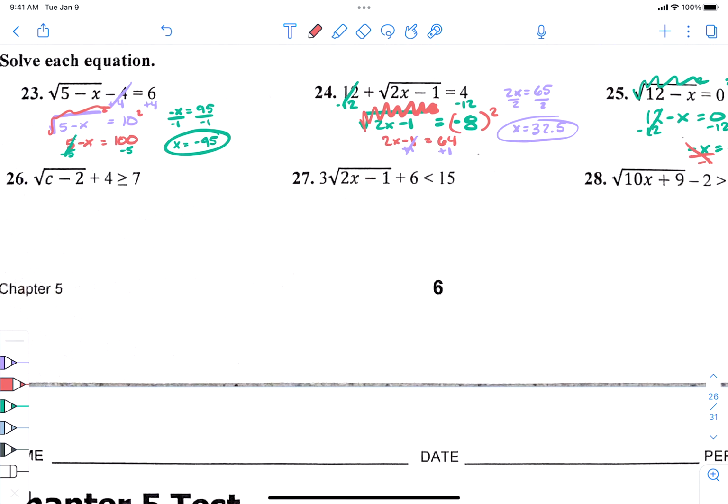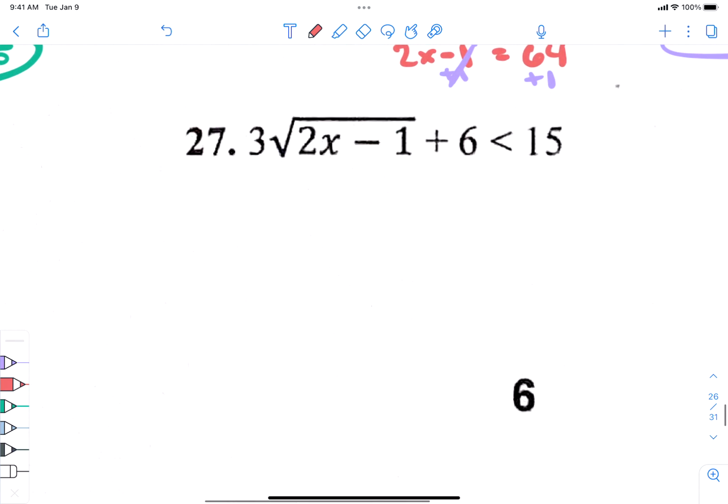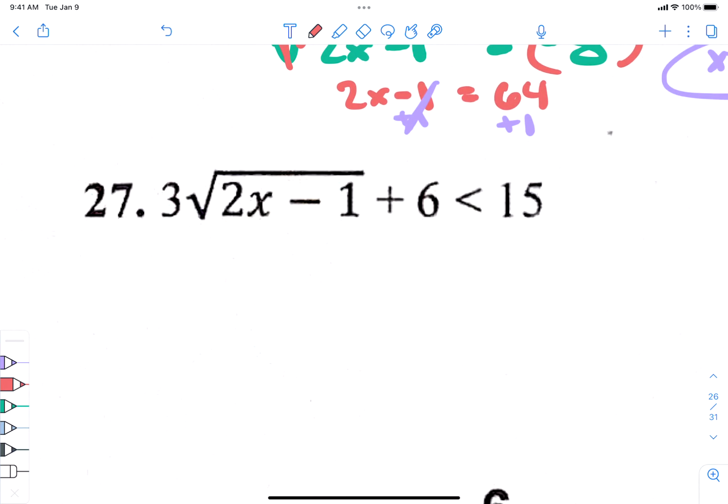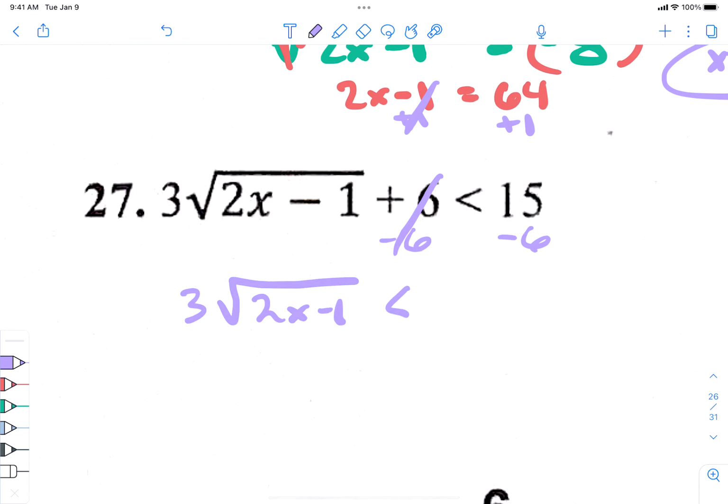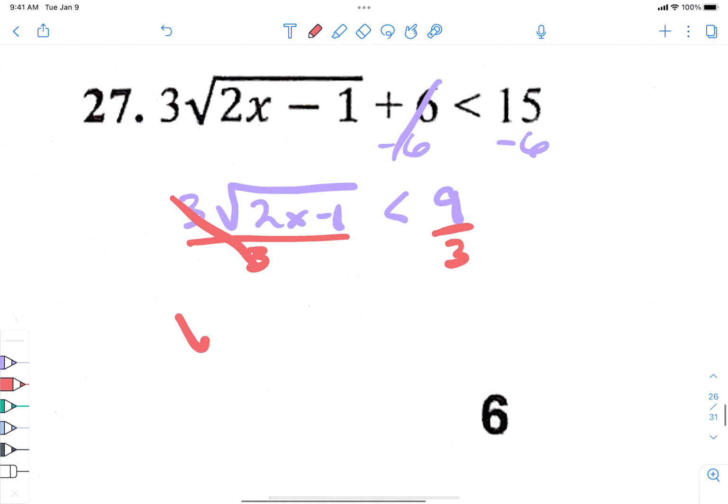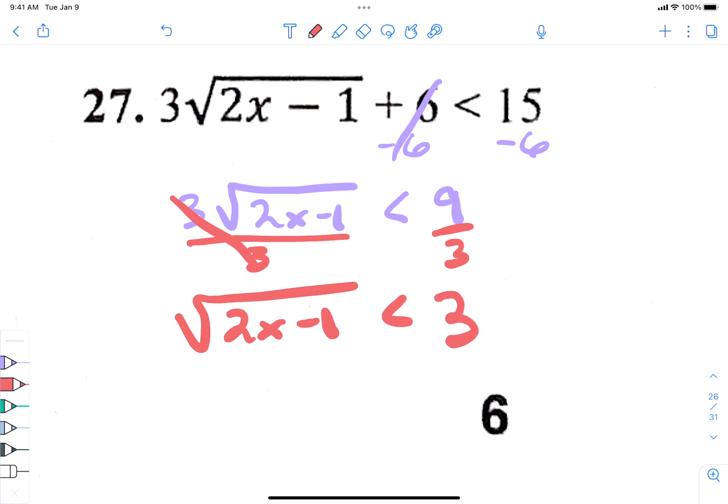What do you want? 27? Sure. Okay, what first? Minus 6. Yep, exactly. 3 square root of 2x minus 1 is less than, is that 9? 9. Now what? Divide by 3, yep. Because we still have to get that square root by itself, right? He's not by himself yet. Square root of 2x minus 1 is less than 3. 9 divided by 3 is 3.